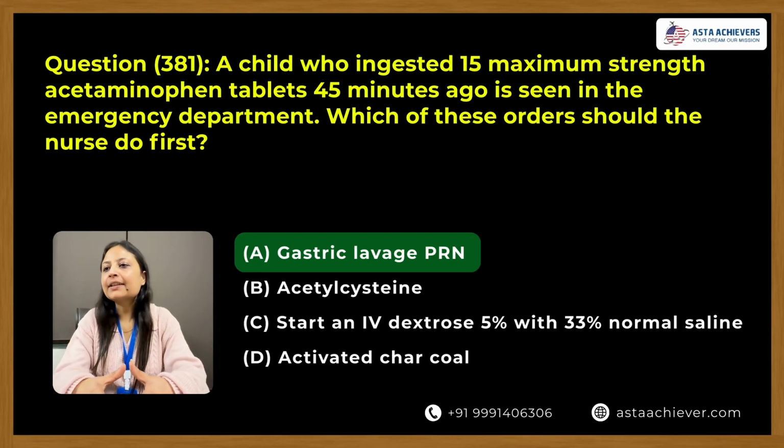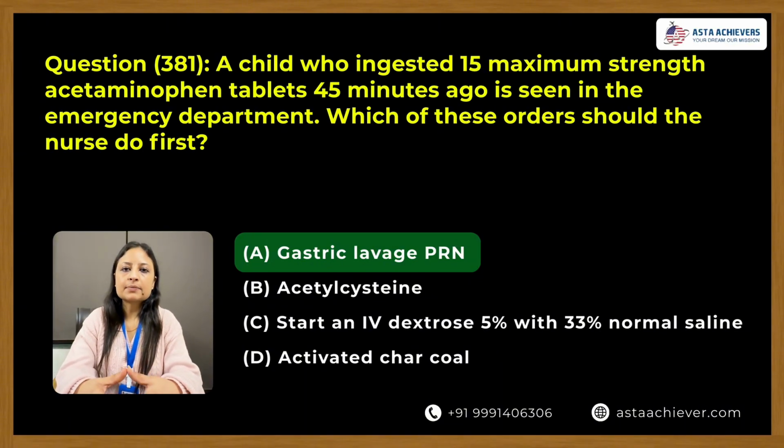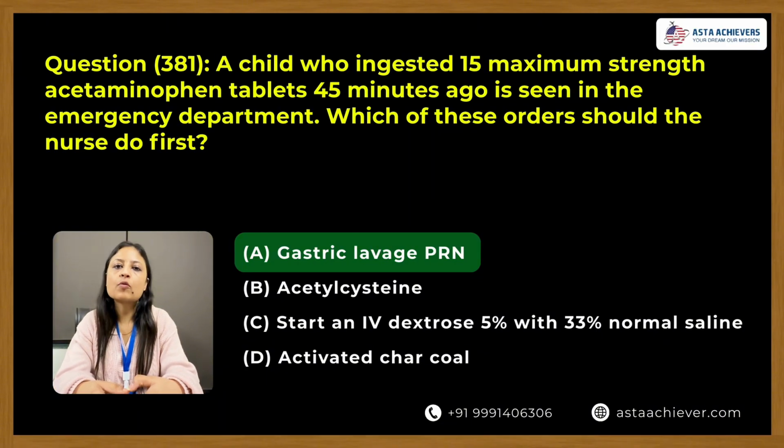Question number 381. A child who ingested 15 maximum strength acetaminophen tablets 45 minutes ago is seen in the emergency department. Which of these orders should the nurse do first? Option A, gastric lavage PRN. Option B, acetylcysteine. Option C, start an IV dextrose 5% with 33% normal saline. Option D, activated charcoal. Option A, gastric lavage PRN is the correct answer, because removing as much of the drug as possible is the first step in the treatment for this drug overdose.